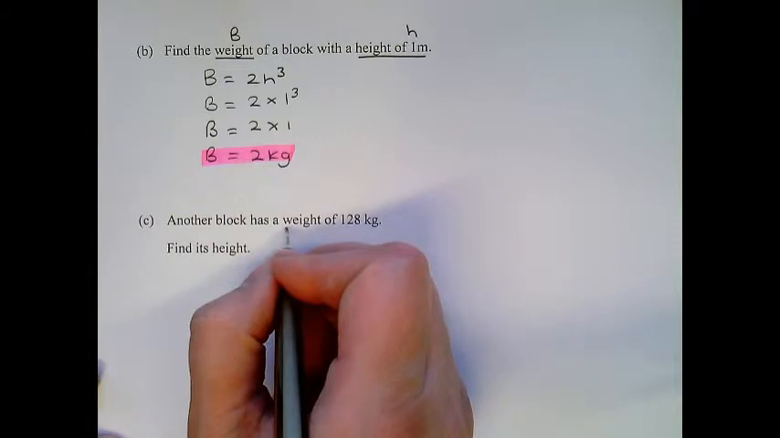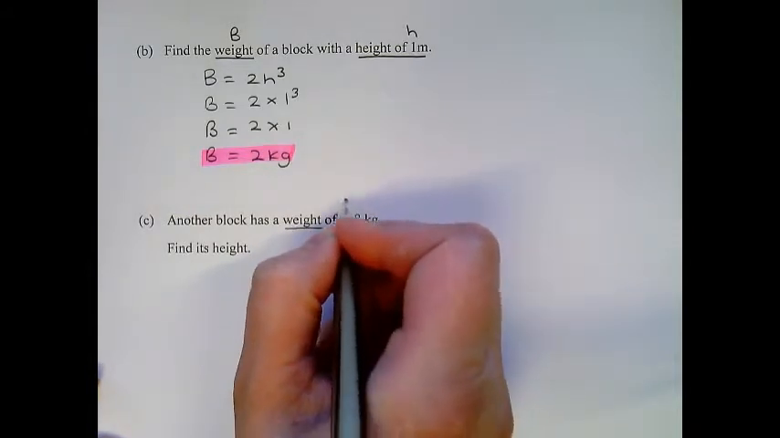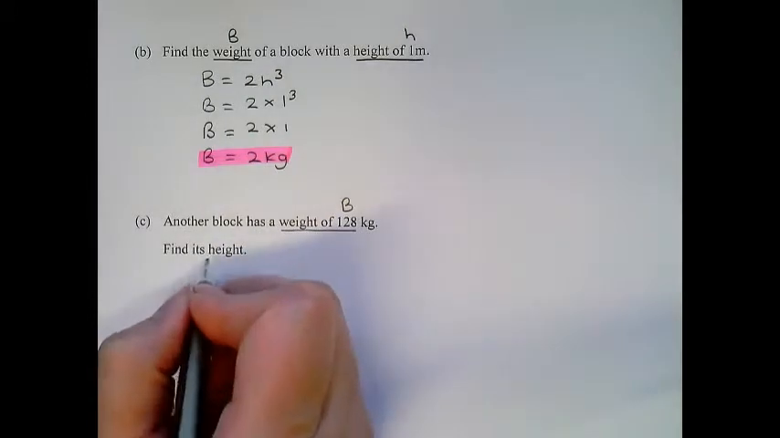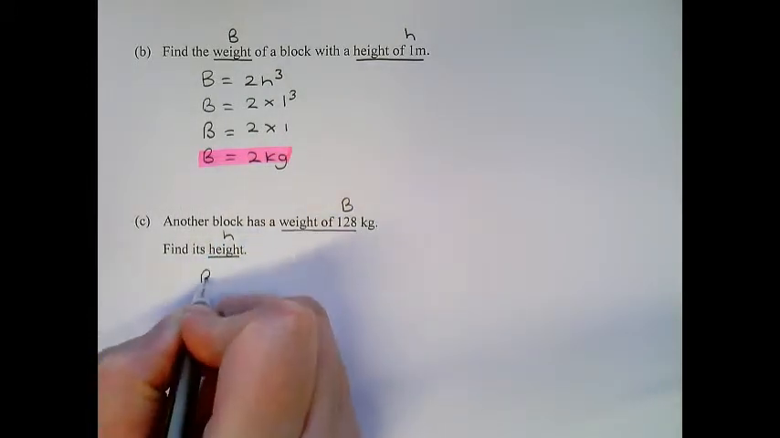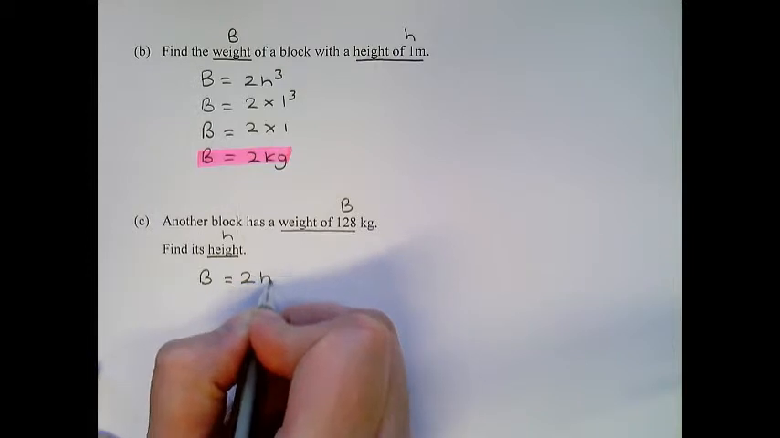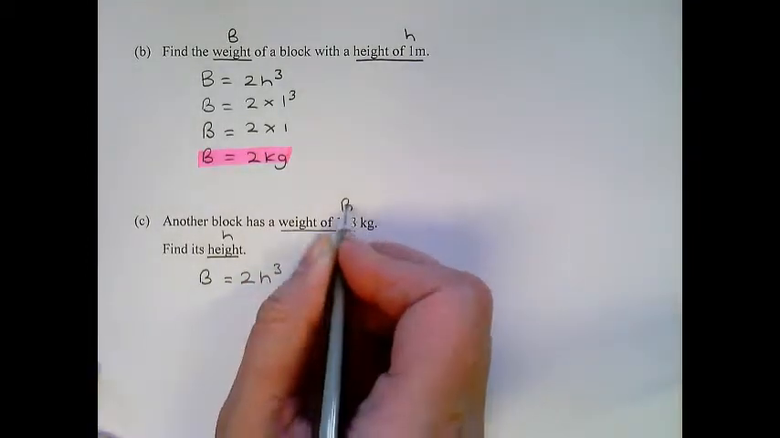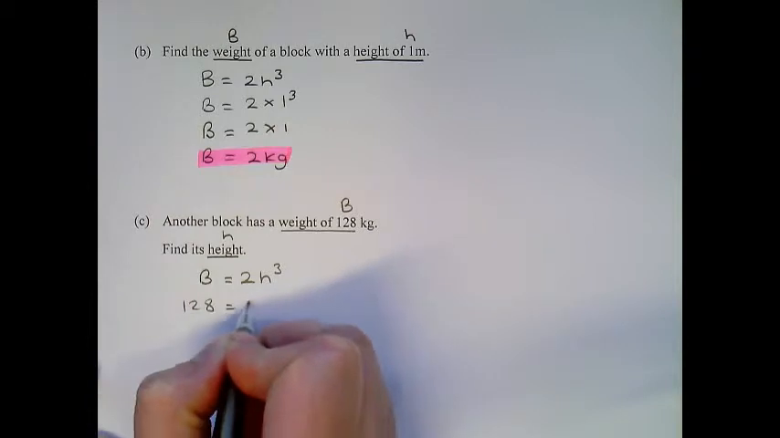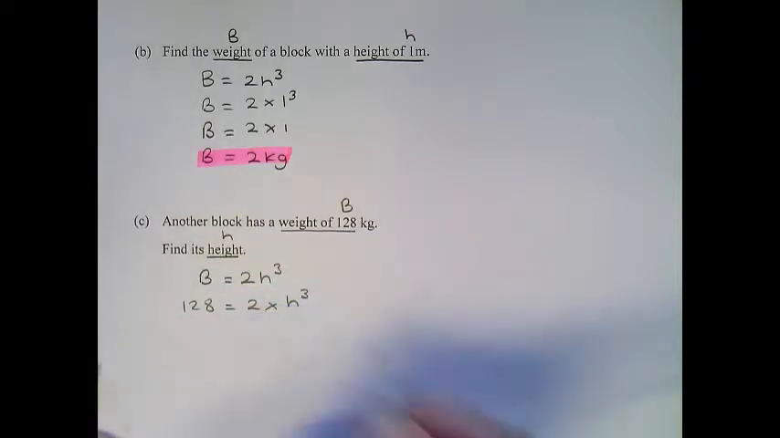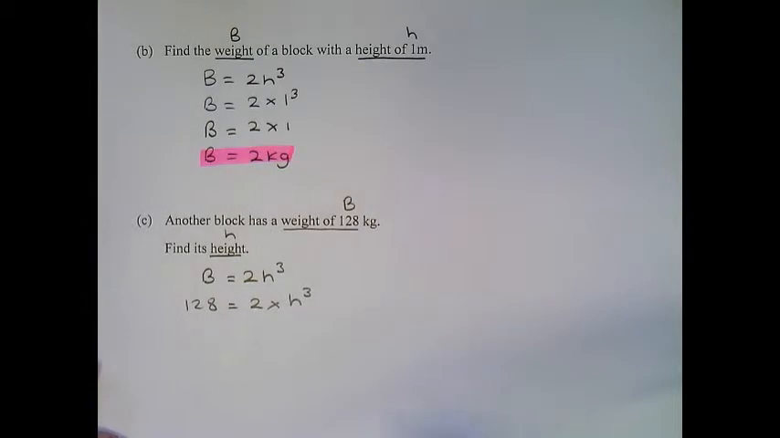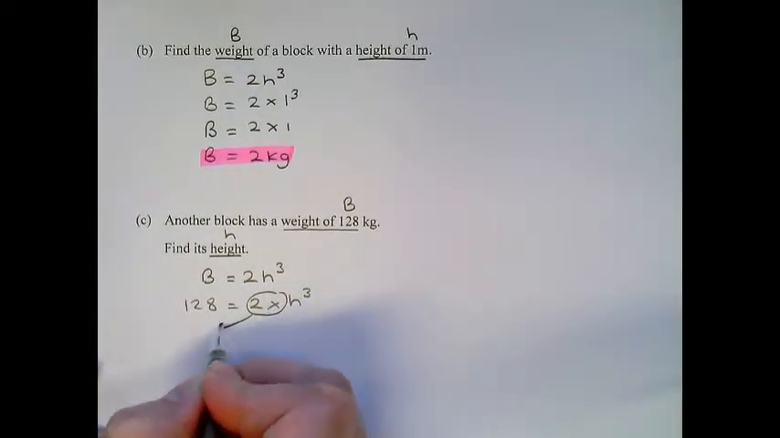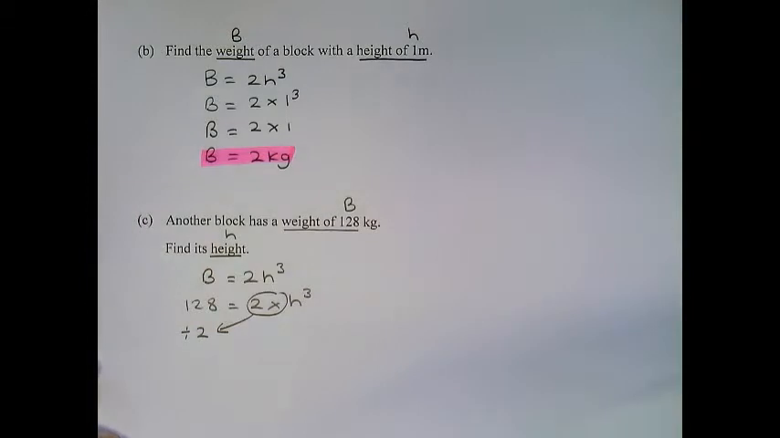Then part C, another block has a weight of 128, so that means that B is 128 and they want you to find the height. So using the same equation, B equals 2h cubed means that B is 128 and that's equal to 2 times whatever the height cubed is, and we want to find the height. So you need to get the height on its own by bringing that times by 2 over and divided by 2. So 128 divided by 2 gets you 64. And that's the height cubed.